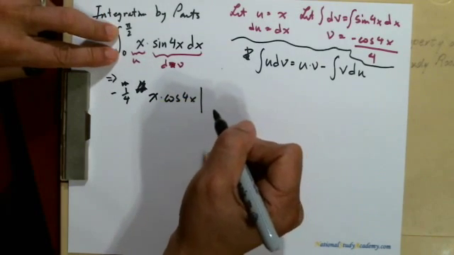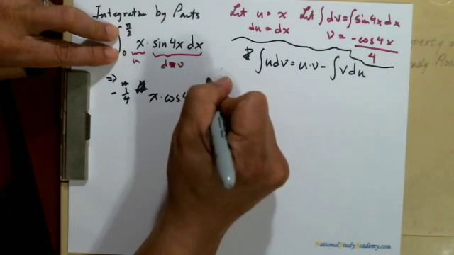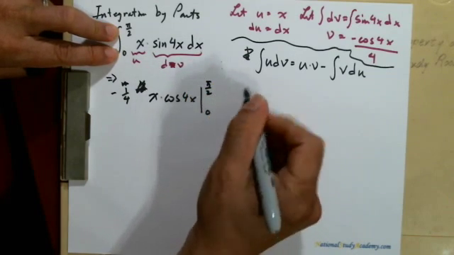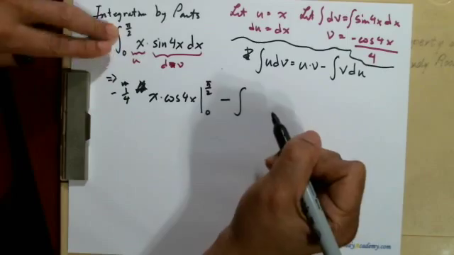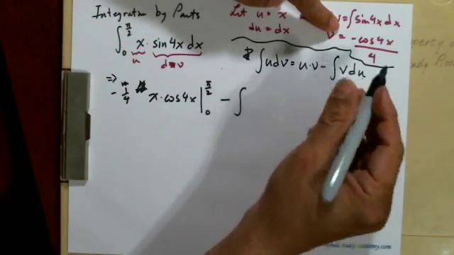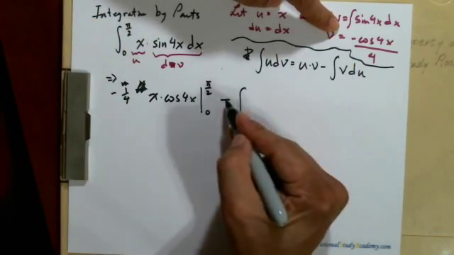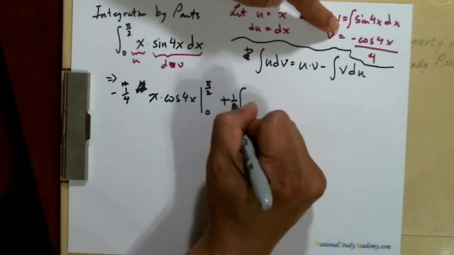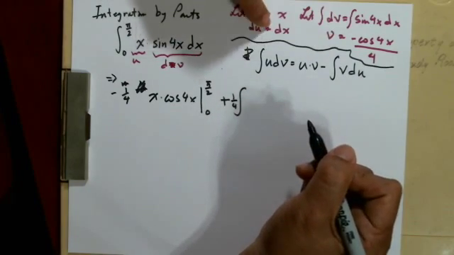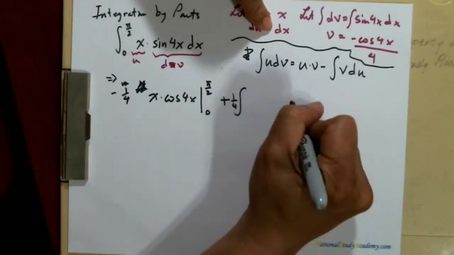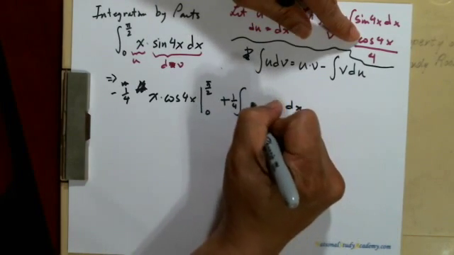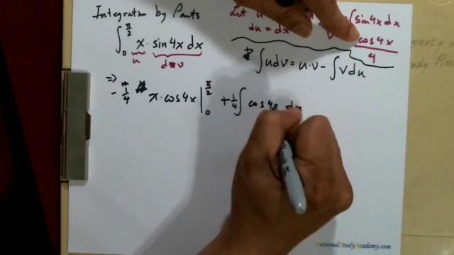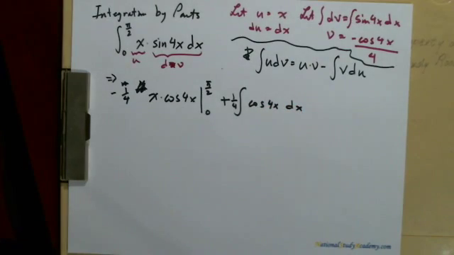Evaluated, since it's a definite integral, from 0 to pi over 2. Minus the integral of v du. V is right here. The negative and this negative will cancel to a positive. I'm going to factor out the 1/4. And then du is dx. I'll put that in the back. And I got cosine of 4x. Okay? And that's what we have so far.